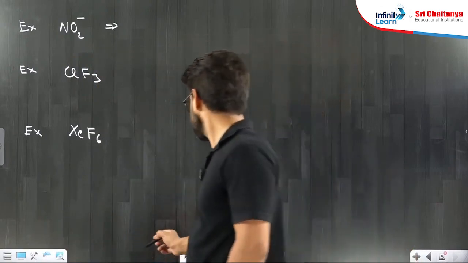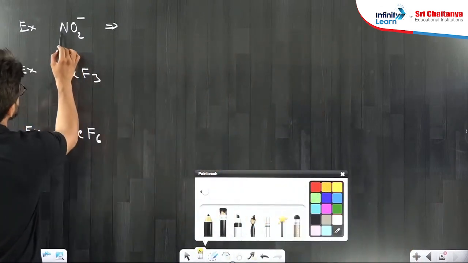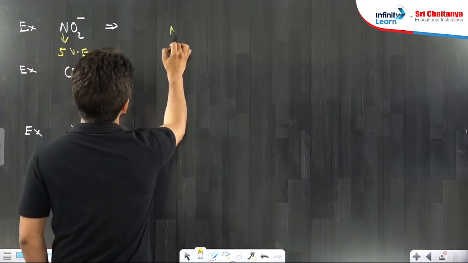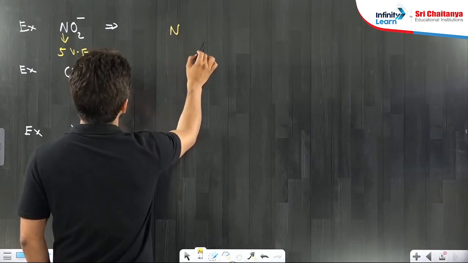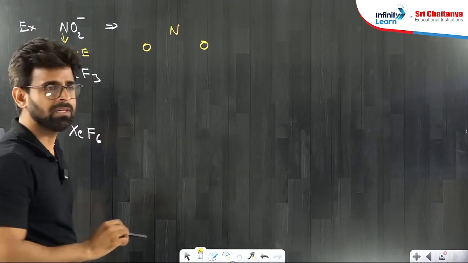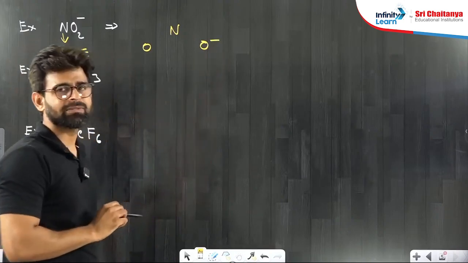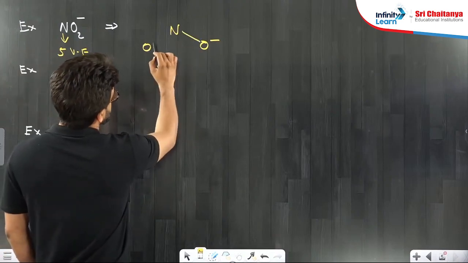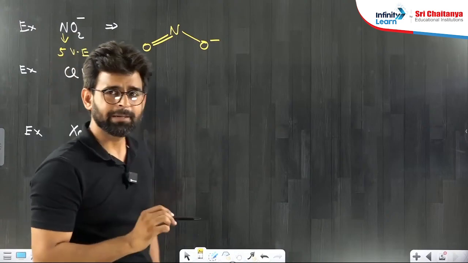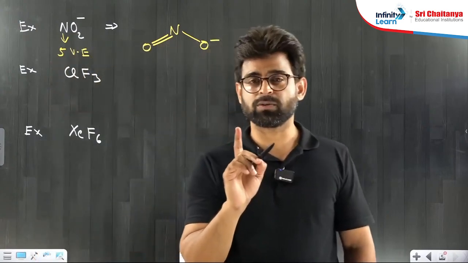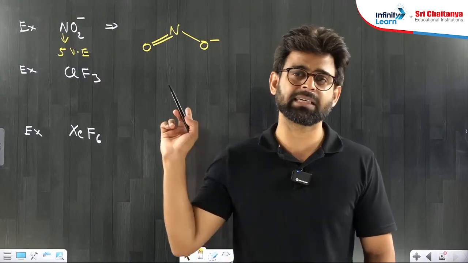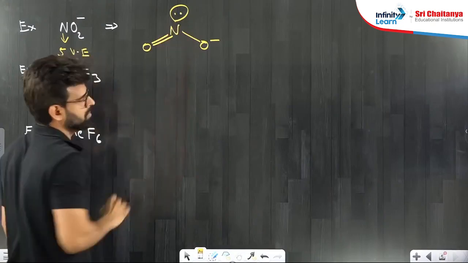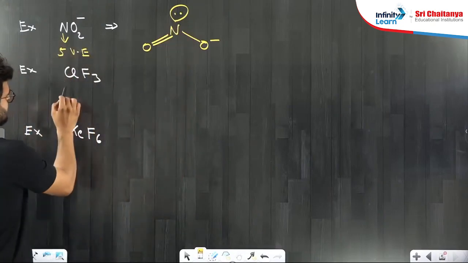Once again, go by the strategy. Nitrogen here has how many valence electrons? Nitrogen has 5 valence electrons. Nitrogen is in the center, and the surrounding atoms are oxygen here, oxygen here. In NO2 negative, which charge does oxygen have here? A negative charge. The negative oxygen makes how many bonds? A single bond. Neutral oxygen makes a double bond. Out of 5 valence electrons of nitrogen, it used 3 electrons in making 3 bonds. Now the two remaining become what? One lone pair. Fine? Easy?